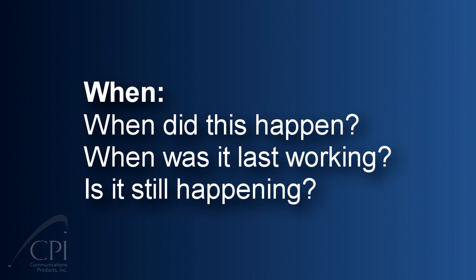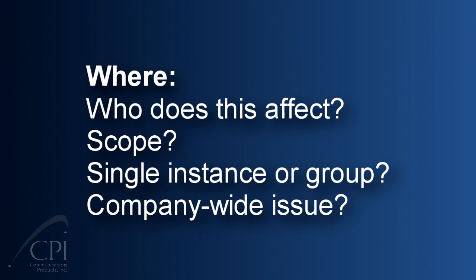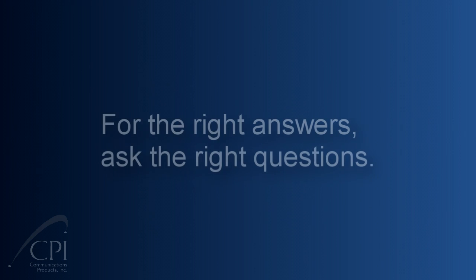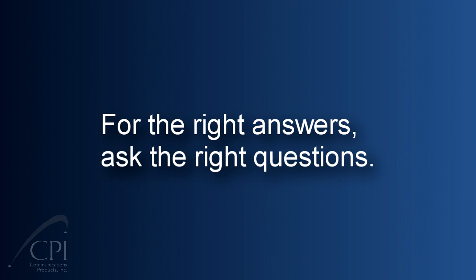When did this happen? Or more importantly, when was it last working correctly, and is it still happening? This will give you a time frame to work with and help to avoid the proverbial haystack. Who did or does this happen to? What is the scope of the problem? Does it only happen in a single instance, or is it a company-wide issue? If you want the right answers, be sure to ask the right questions.